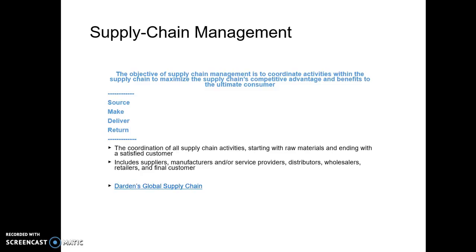When thinking about supply chain management, the objective is to coordinate activities within the supply chain to maximize the supply chain's competitive advantage and benefits to the ultimate customer. As we know, we want to focus on source, make, deliver, and return, and make the coordination between these parties within the supply chain as efficient as possible, starting with raw materials and ending with a satisfied customer.